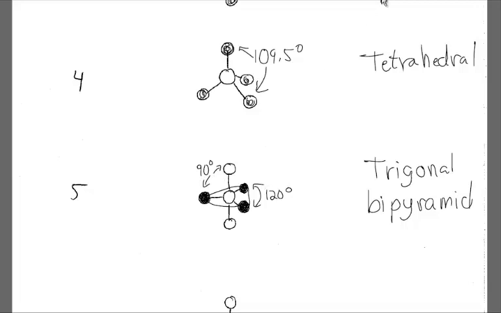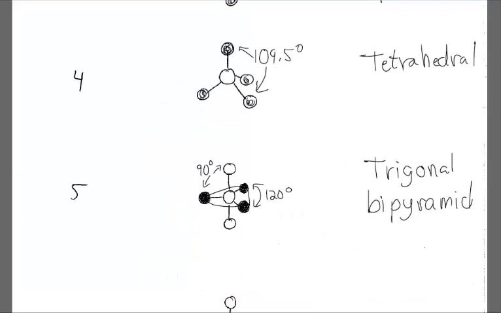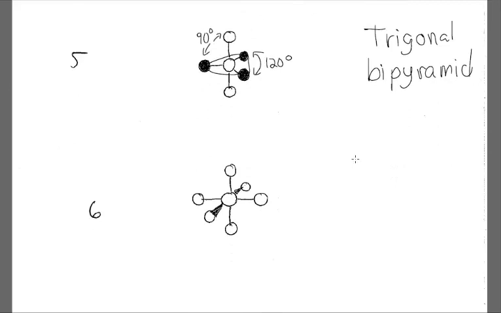And I can show you a picture of that as well in a little more 3D model. Okay, so that would be this one. And so here you have your 3 planar positions, and you have one up and one down. And of course this can flip, but we're looking at it that way. This whole thing can flip and be in a different way, but it has 3 planar ones and 2 others that are at 90 degrees. Alright, so that's Trigonal Bipyramid, and the final one we're going to do has 6 electron groups.